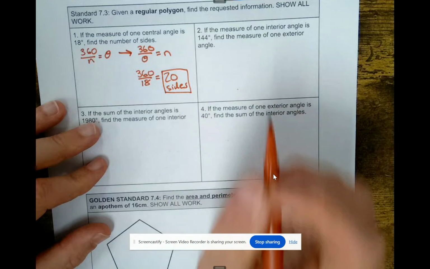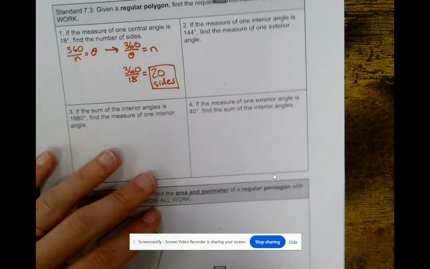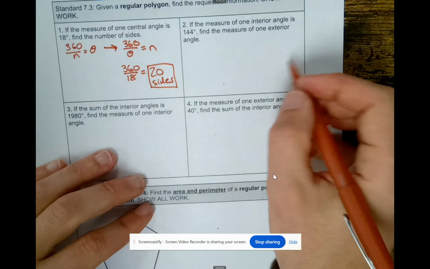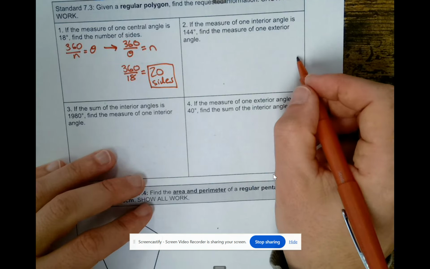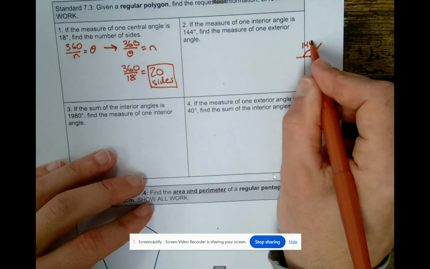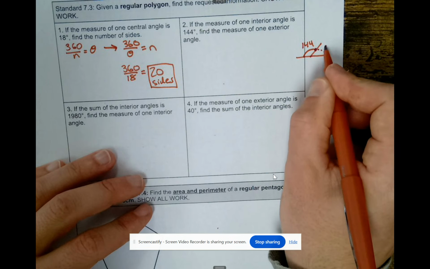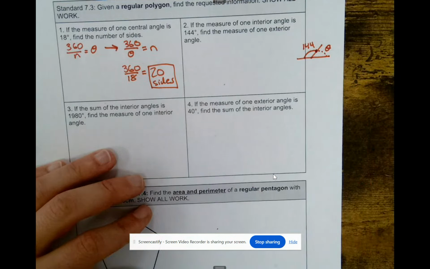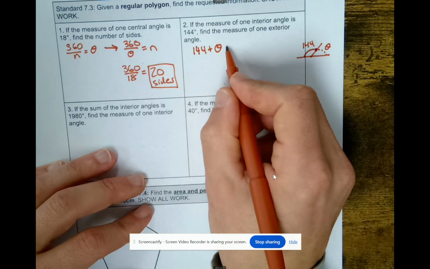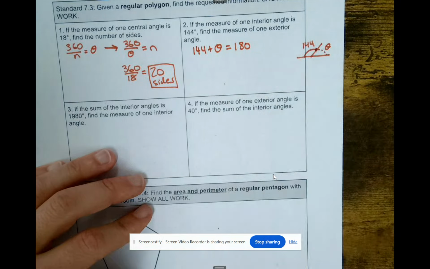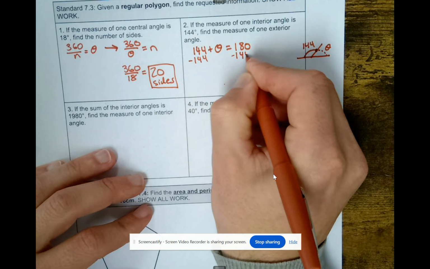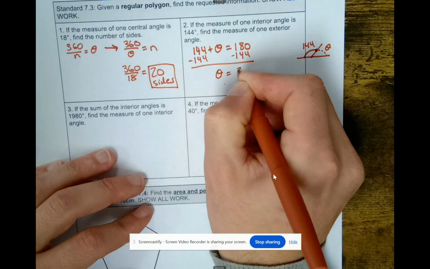All right. Number 2, if the measure of one interior angle is 144, find the measure of one exterior. What's happening here? Well, it kind of looks like this. We know the interior is 144. What's the measure of the exterior? Well, look at that picture. What do you know about those two? The interior plus the exterior equals 180 degrees. They form half a circle. So how much is the exterior? Take away 144. You get 36 degrees.